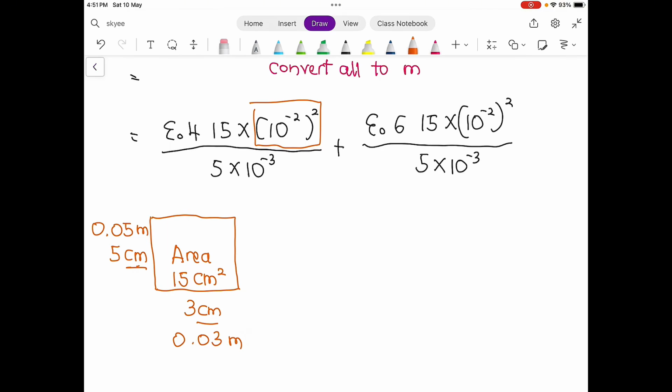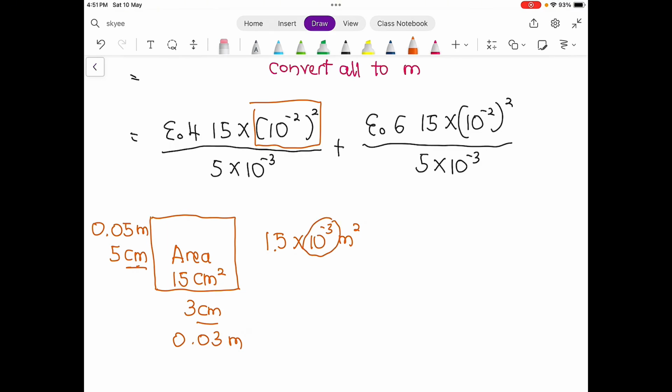If you use a calculator to calculate this, it's 0.05 times 0.03. So you will have 1.5 times 10 power negative 3 meter. This one is the area. Look at how you get this thing.